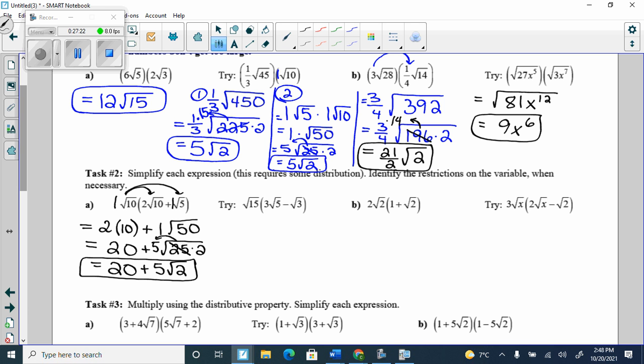Root 10 times root 10 is the square root of 100. What's the square root of 100? 10. Done. It's literally like square rooting it and then just doing the exact same back.